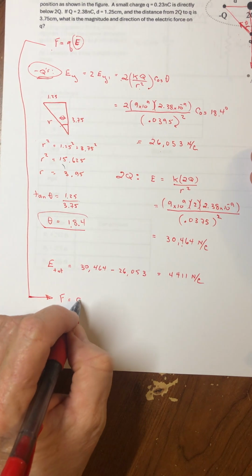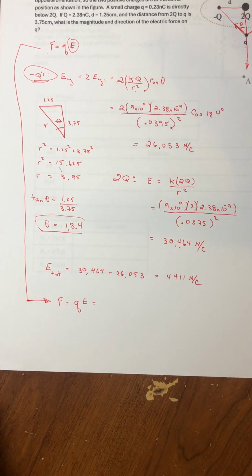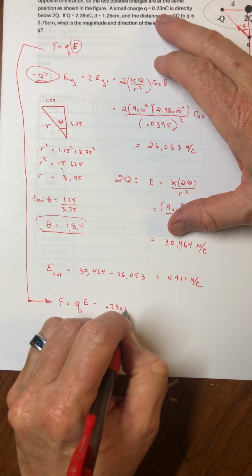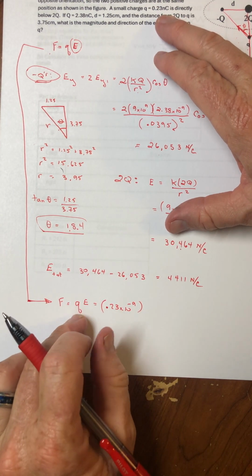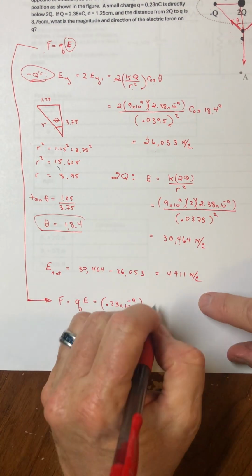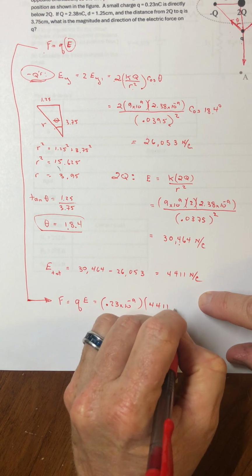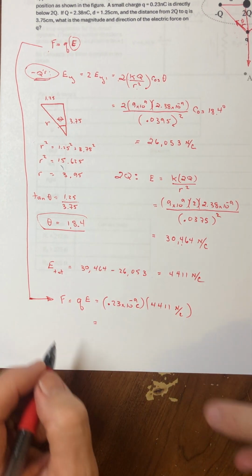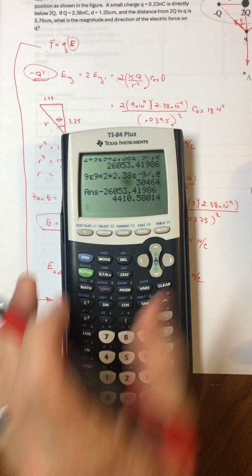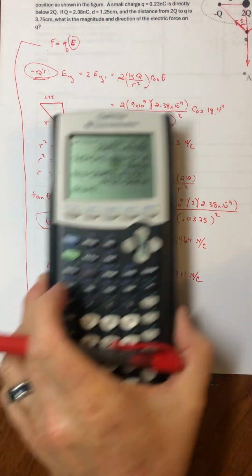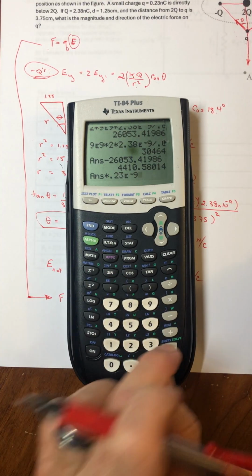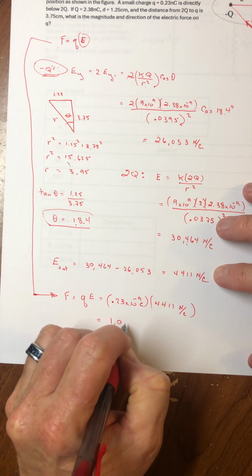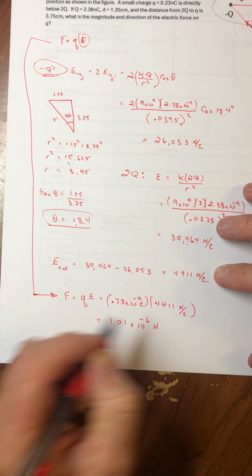The force is just the charge you're going to place there times the field that exists there from the other charges. So we're putting a small 0.23 times 10 to the minus 9 coulombs, that's that little q, at a spot where the field is straight down with a value of 4,411. And so now we just multiply. So I'll take that number and go times 0.23 nano. And come up with a force of 1.01 times 10 to the minus 6 newtons.